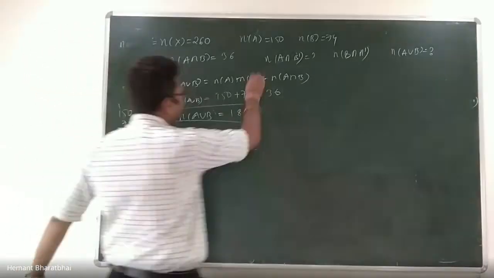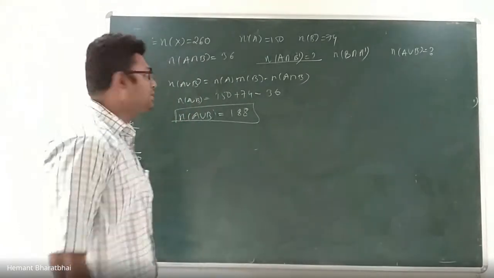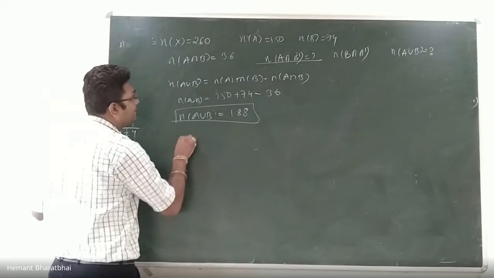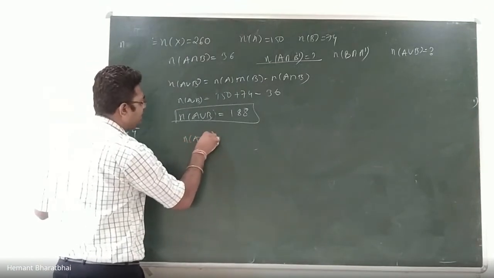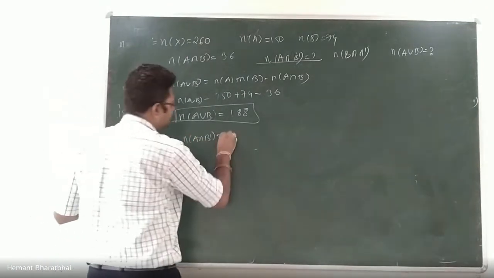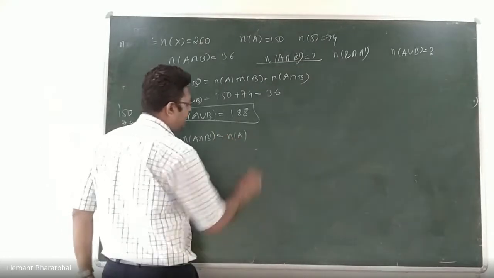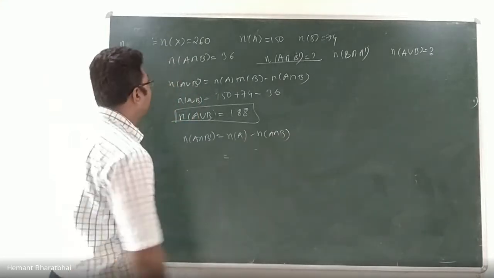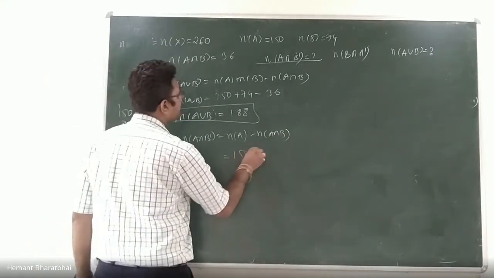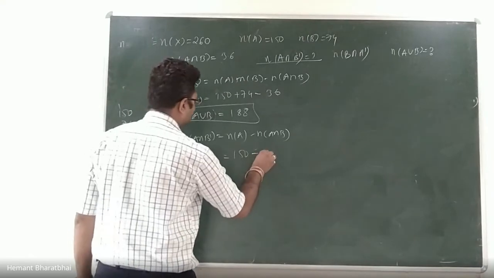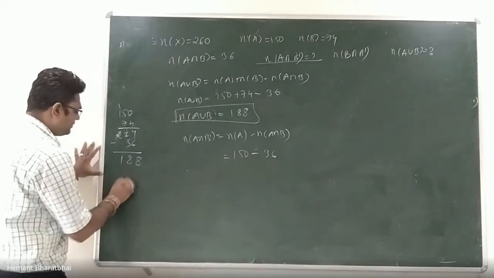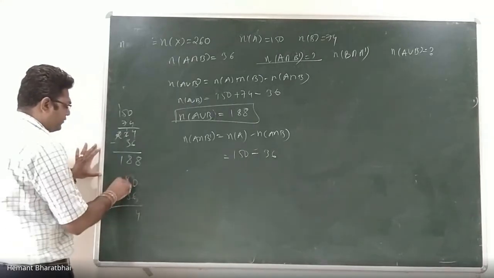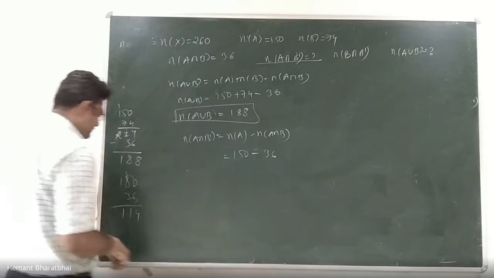Next, we are asked to find those exposed to chemical A and not B. So n of A intersection B complement can be written as, if you remember, the number of elements in A minus the number of elements in A intersection B. n of A is how much? 150 minus A intersection B, which is 36. So that will be how much? 150 minus 36, that will be 114.